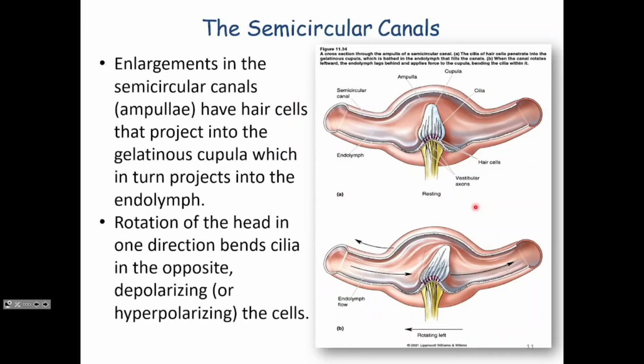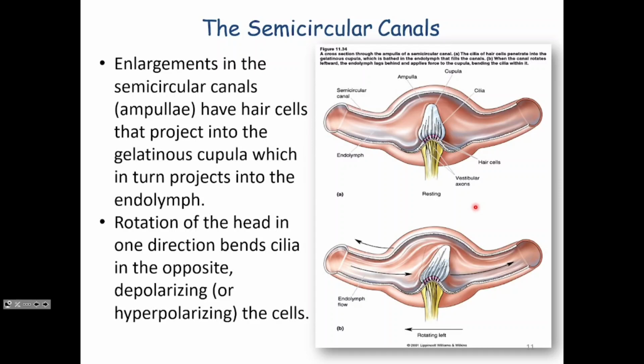Now what you need to understand is that in the semicircular canals you have this ampulla, and within the ampulla you have something which is called the crista. The crista has these stereocilia and one kinocilium, and this is all embedded in the cupula, which is a gelatinous structure.